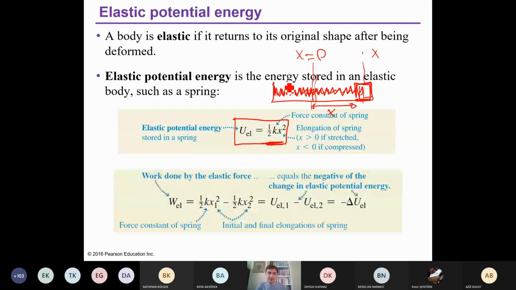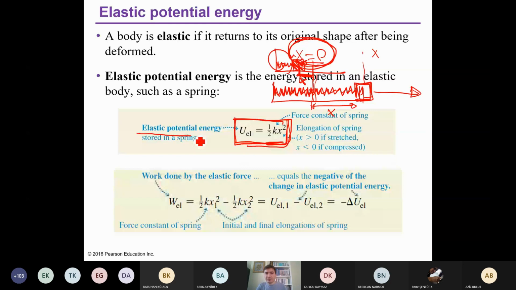Also, in the case of compressing, let's consider that again here, this is the initial condition. And you compress the spring like this. And let's consider this is x, okay? Again, you store this energy. So if the spring is staying at the equilibrium at the 0 position, there is no energy stored in the spring. But whenever you stretch or compress the spring, you store energy into the spring, and this energy is called the elastic potential energy stored in a spring, okay?